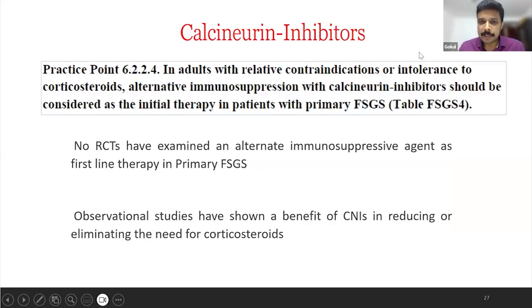Next, going on to CNIs. In those patients who have relative contraindications to steroids, alternative immunosuppression with CNIs should be considered as the initial therapy in patients with primary FSGS.